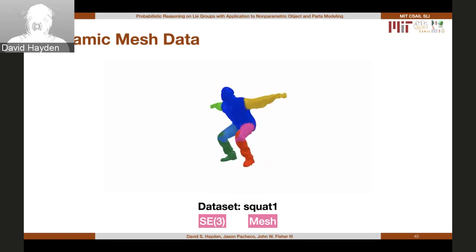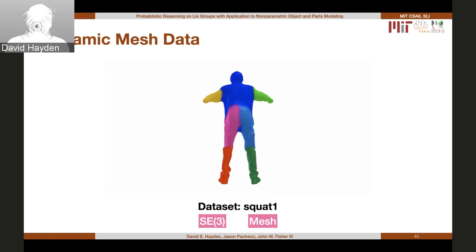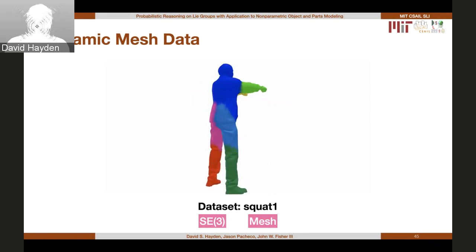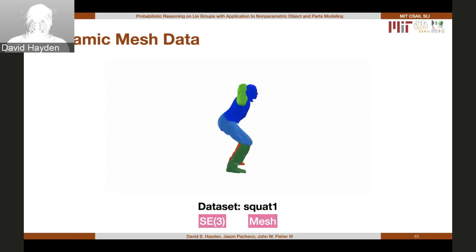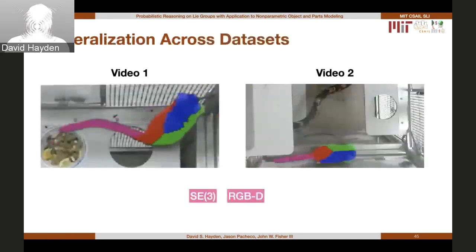One thing to note here is that the legs get segmented into 2 parts each, whereas the arms are only 1 part each. And part of the reason for that is that the arms are not articulating at the elbow, whereas the legs are articulating at the knees.